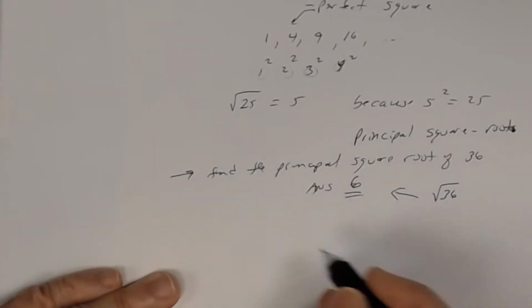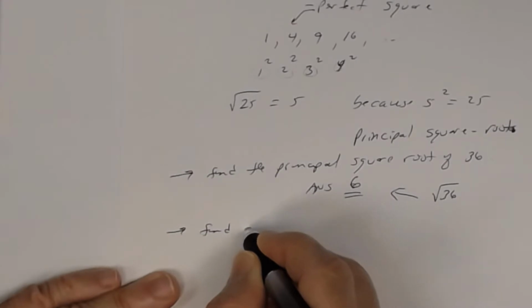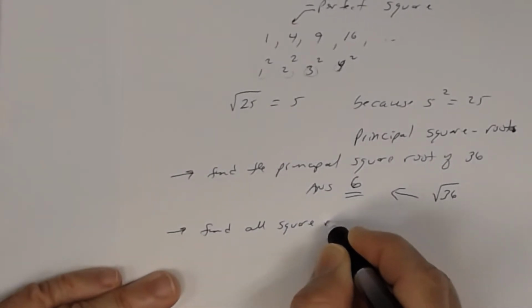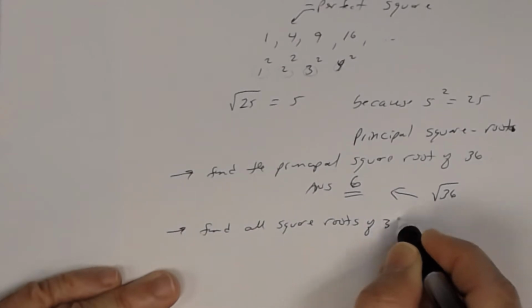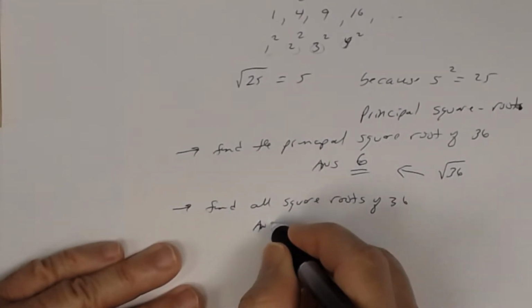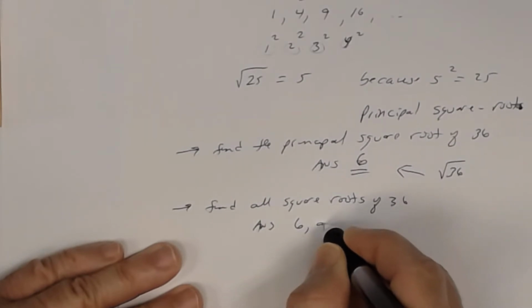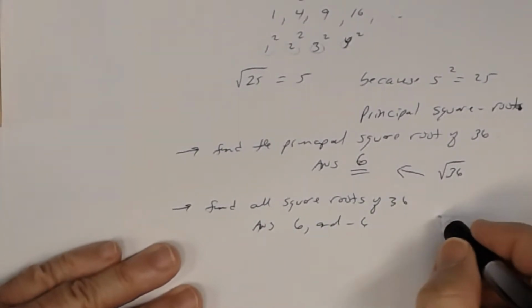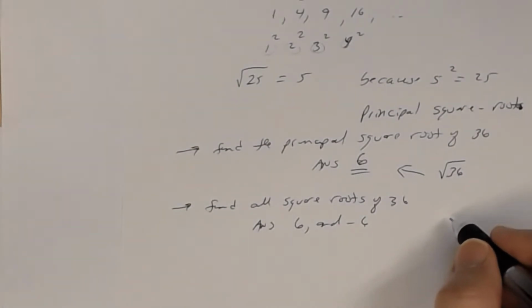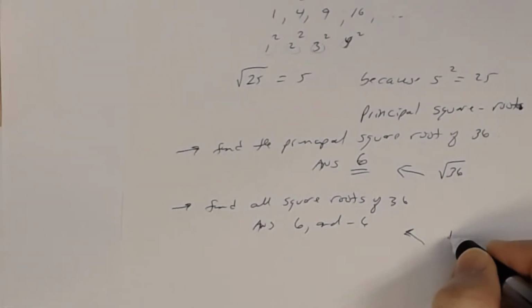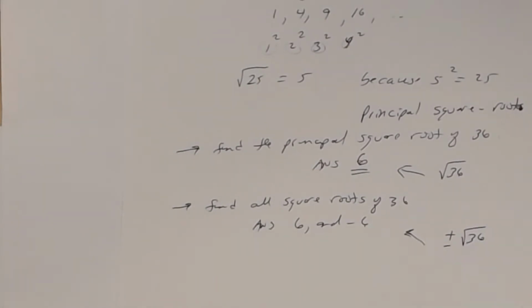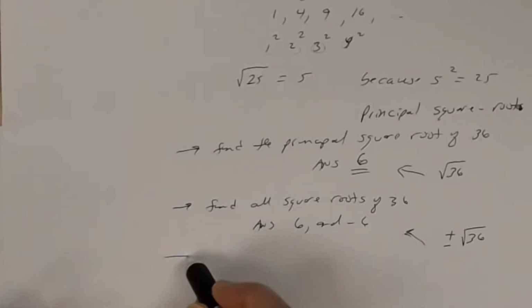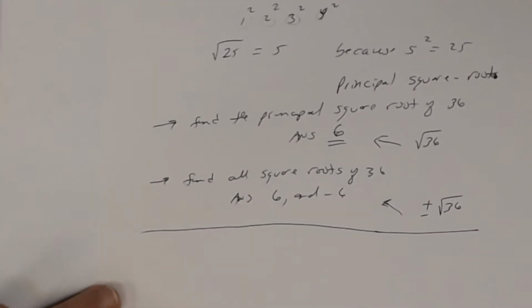Now if you're told to find all square roots of 36, then the answer would be positive 6 and negative 6. Because when you have to find all square roots of 36, you're basically finding the positive and the negative square root of 36. So you're finding the principal square root of 36, which is 6, and you're finding the negative square root of 36, which is negative 6. Okay? All right, so that was some things that you've learned in a previous lesson.